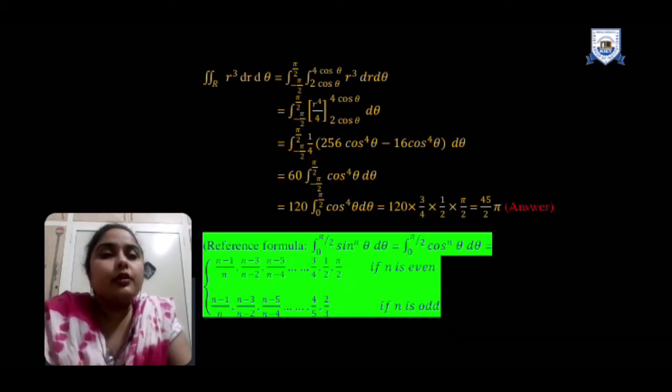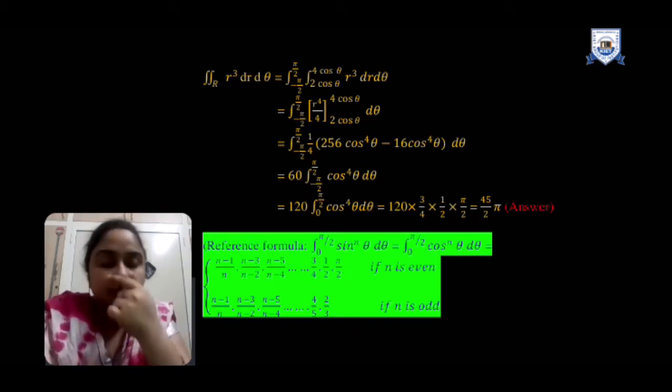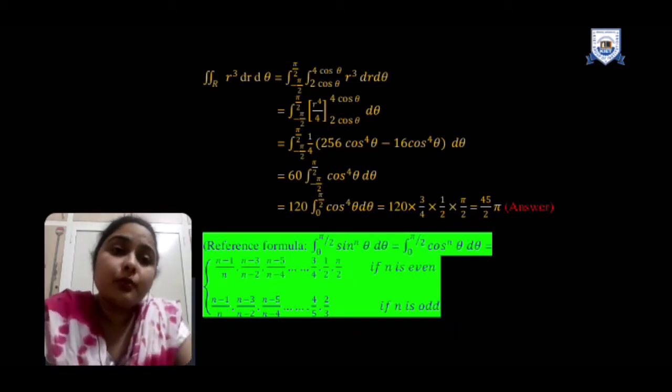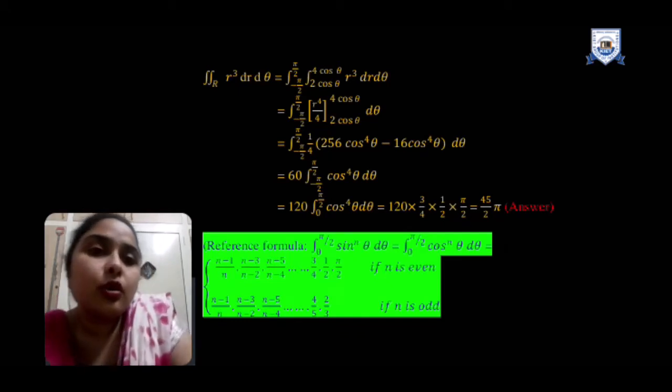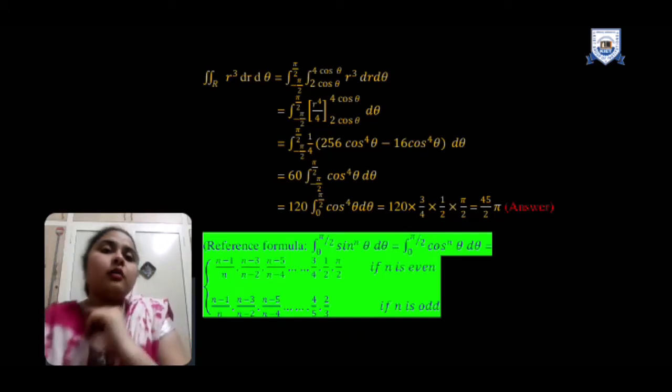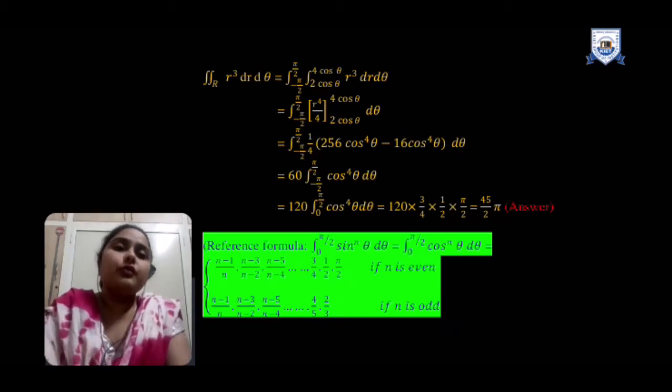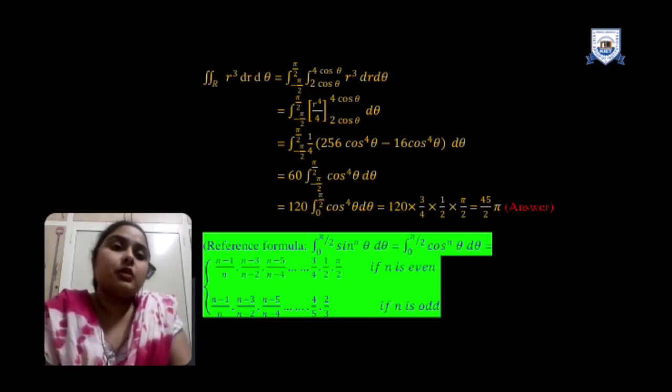Here we are with r cube. The integration of r cube is r raised to the power 4 by 4 over the limit 2 cos theta to 4 cos theta. Now resolving it, putting all the values, we will have 1 by 4 [256 cos raised to the power 4 theta minus 16 cos raised to the power 4 theta] with respect to theta.